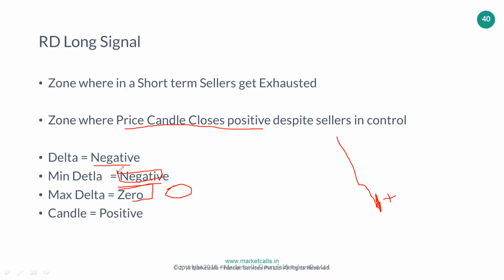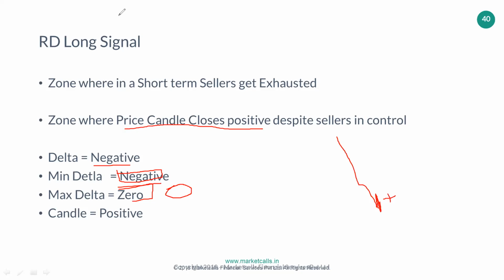So what does that really mean? What does the max delta really mean? What if the max delta value is 0? That means right from the start of the candle, the delta was negative and it stayed negative. It never went positive, but the candle closed positive. That is the interesting thing. That means the sellers are getting exhausted.